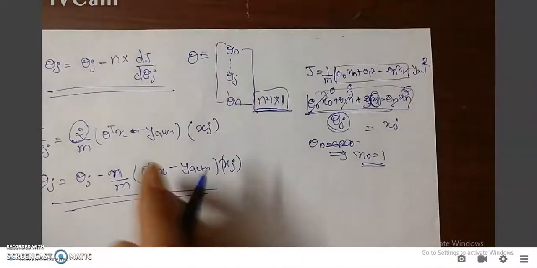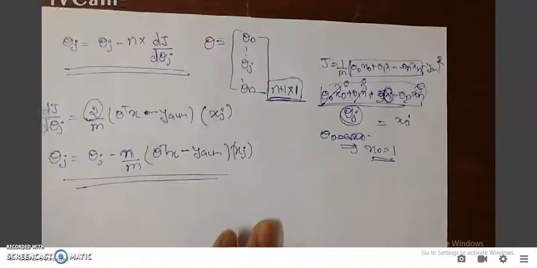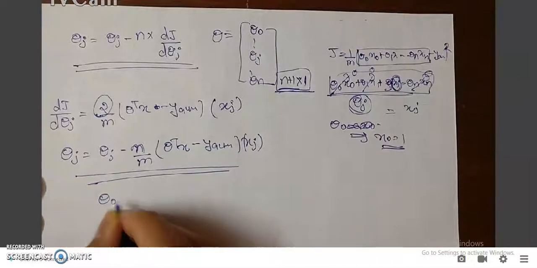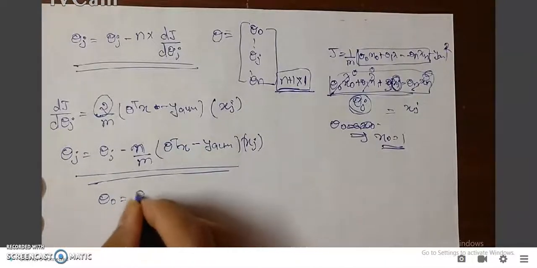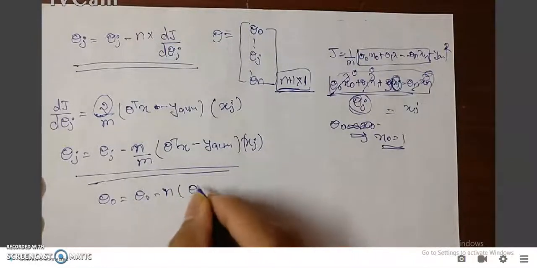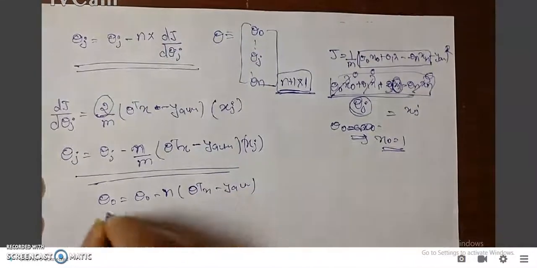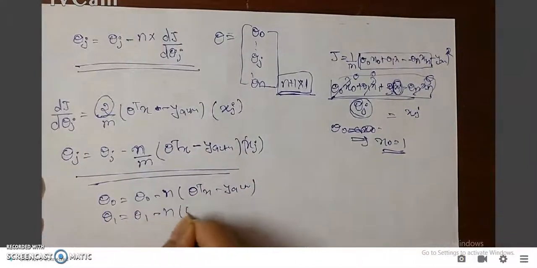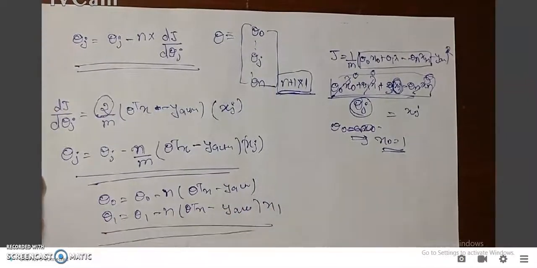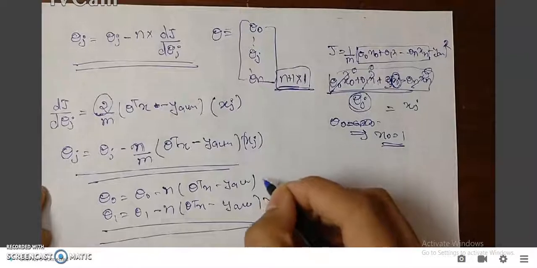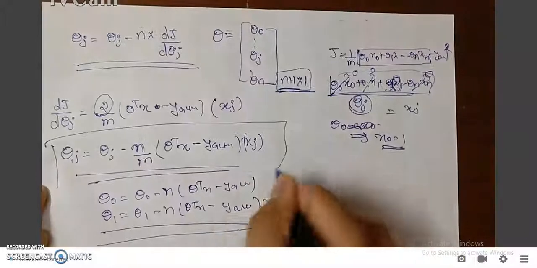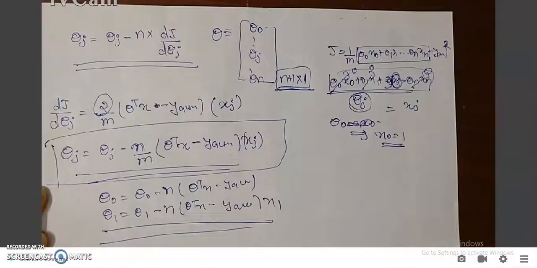So if we compare with the previous solution we were getting for simple linear regression, which was theta naught equals theta naught minus learning rate into (theta transpose x minus y actual), and theta 1 equals theta 1 minus learning rate into (theta transpose x minus y actual) x1, they are the same, because we can see from here that x naught is 1. So this is our final equation for multivariate linear regression, right?